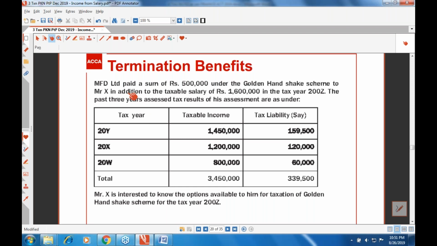MFD Limited paid a sum of rupees 500,000 under the Golden Handshake scheme to Mr. X, in addition to the taxable salary of 1.6 million in 2002. The past 3 years assessed tax results of his assessment are as under. So the taxable income for tax years Y, X, and W, the last 3 years, is being given. So you've been given the total taxable income for the last 3 years and the tax liability for the last 3 years. So what we need to do is see what options are available.